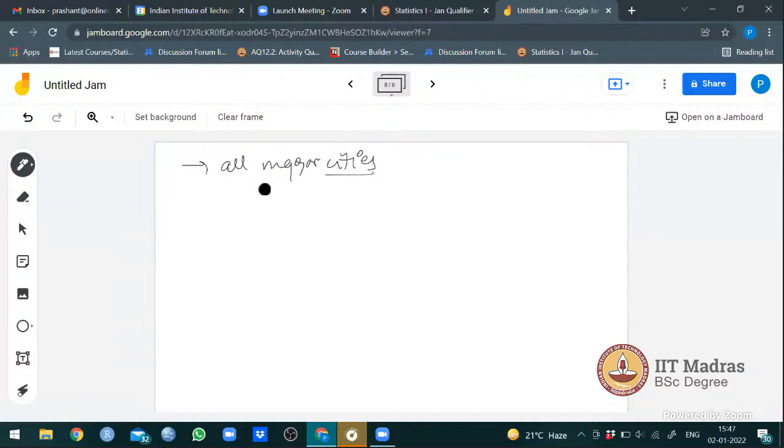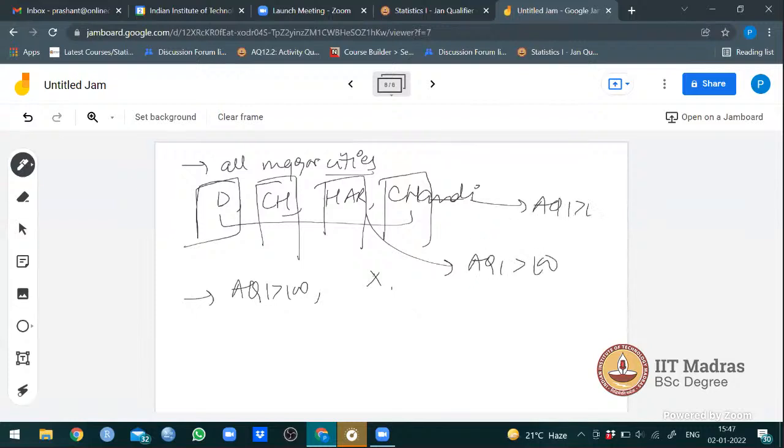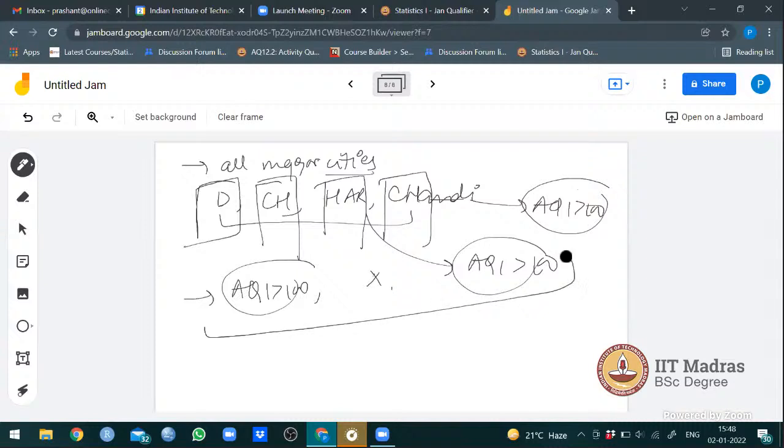Suppose your cities are like Delhi, Chennai, Haryana and Chandigarh, whatever. Suppose I have 4 cities, and you are describing the data. You got the data for Delhi, Chennai, Haryana, and Chandigarh, and you describe that for Delhi AQI is greater than 100, for Chennai it's not greater than 100, for Haryana it is greater than 100, and for Chandigarh it is greater than 100. So you are describing the data basically. Okay, so it will be descriptive statistics.